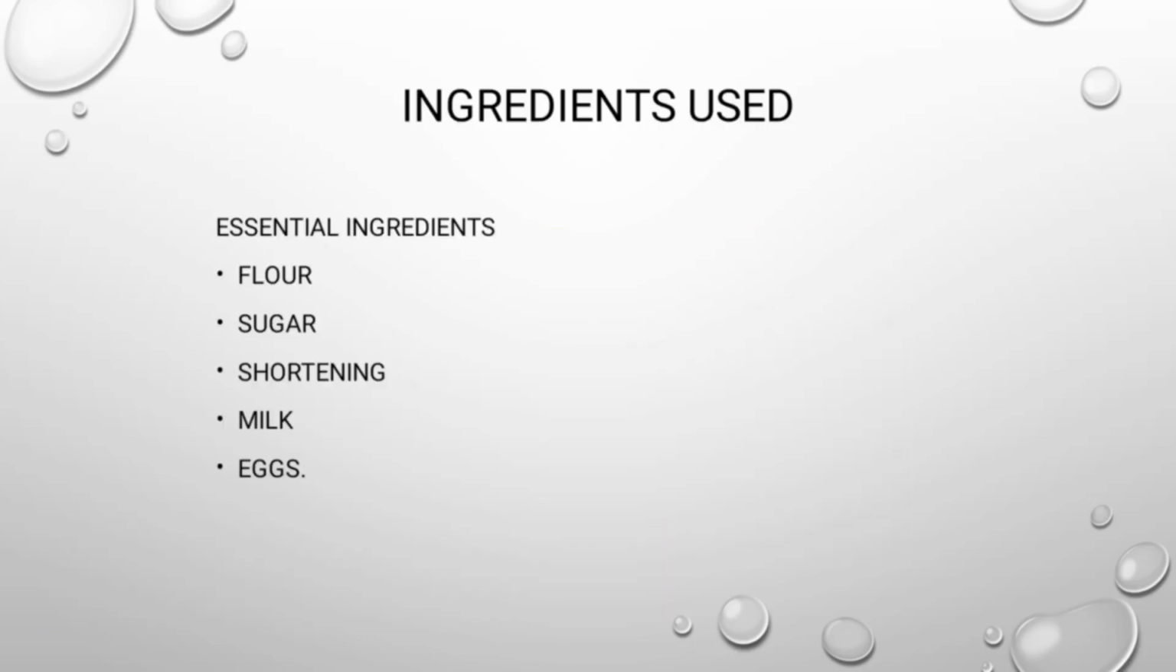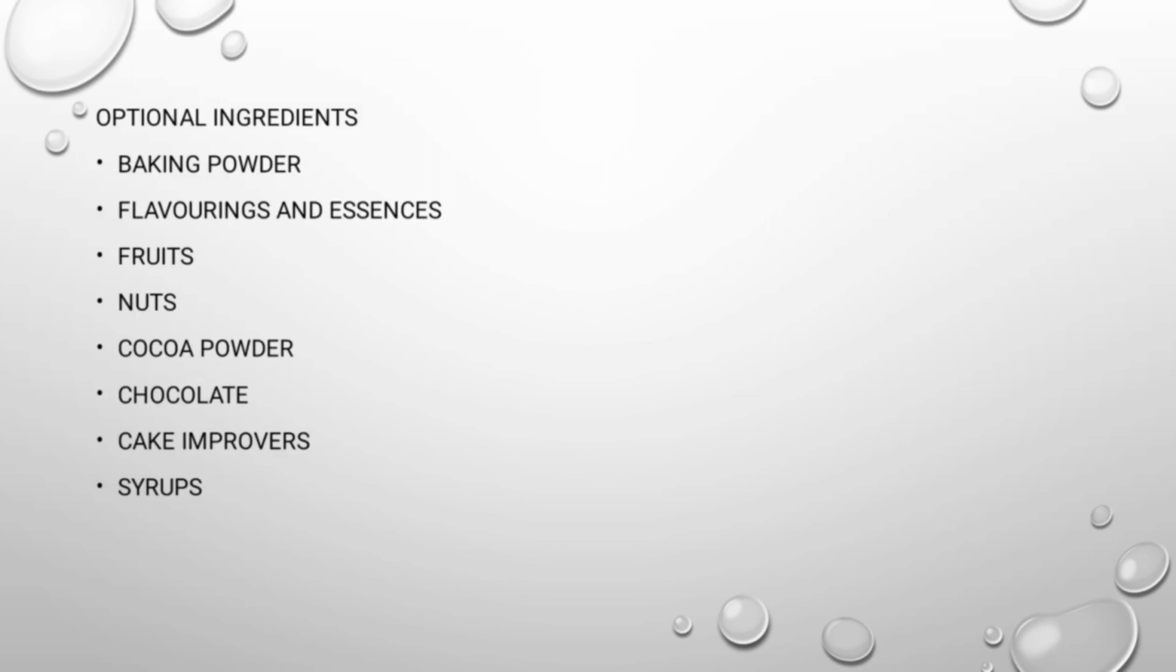Today we are going to see about cakes. Ingredients used for preparing cakes. There are two types of ingredients: one is essential and another one is optional. Essential ingredients include flour, sugar, shortening, milk, and egg. Optional ingredients include baking powder, flavorings, essence, fruits, nuts, cocoa powder, chocolate, cake improvers, and syrup.